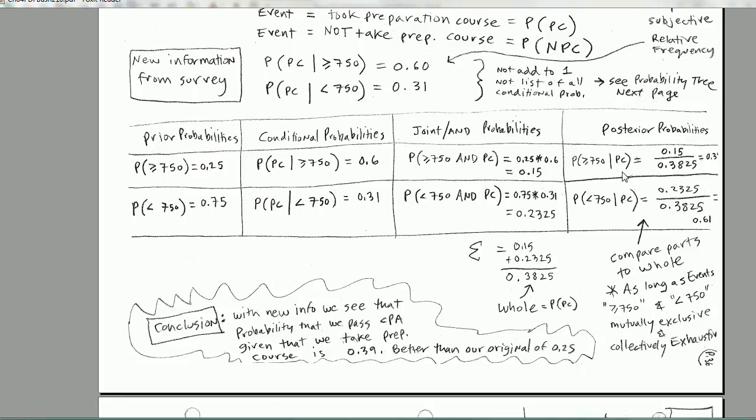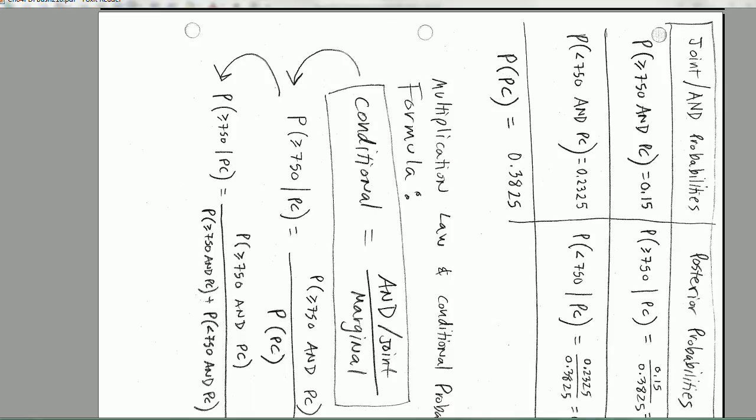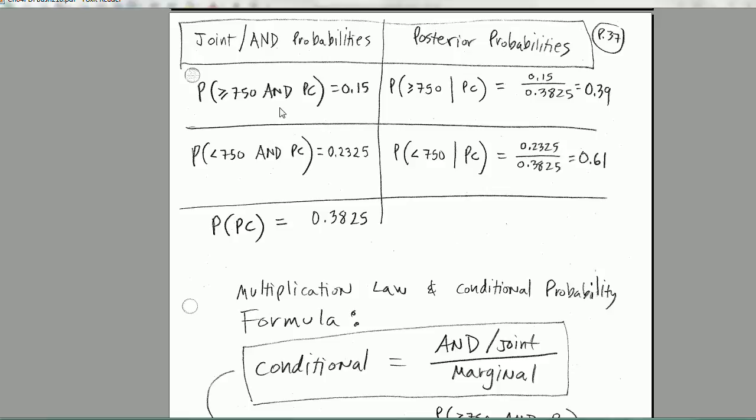So our definition from earlier in the class, if we're trying to calculate conditional, is and, or joint, divided by marginal. Now I want to scroll down to the next page and look at this explicitly. Here's our two ands. When we add them up, we get our marginal probability of preparation course. Boom. So this should make sense. The and divided by the marginal.